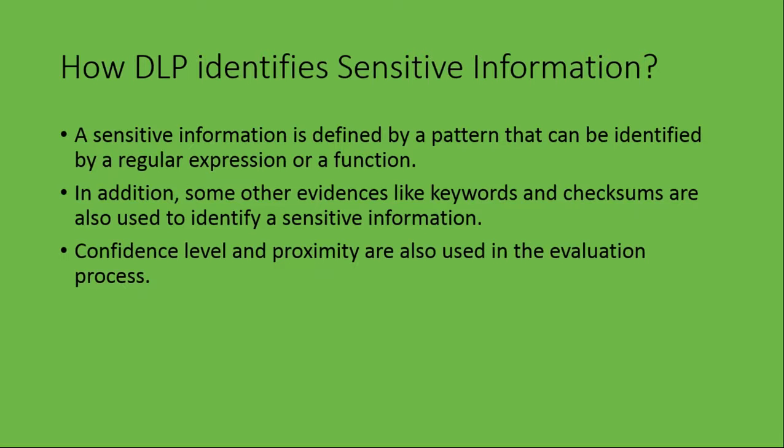Apart from that, there are also keywords and checksums. For a credit card number, it looks for keywords like Visa, MasterCard or Discover in the document. Similarly, for the social security number, it looks for text or words like SSN or social security number. By finding those keywords, it can identify that it's a sensitive document. There are some other parameters also, like confidence level and proximity.